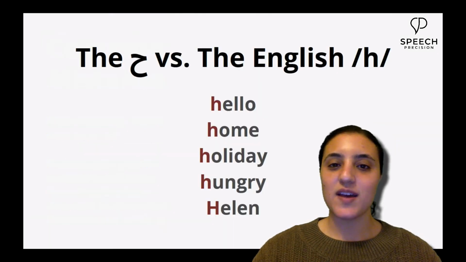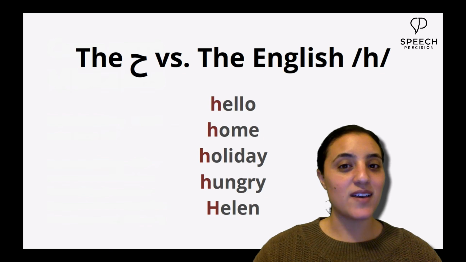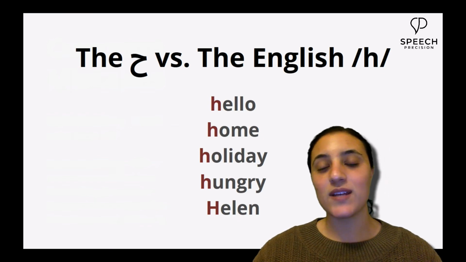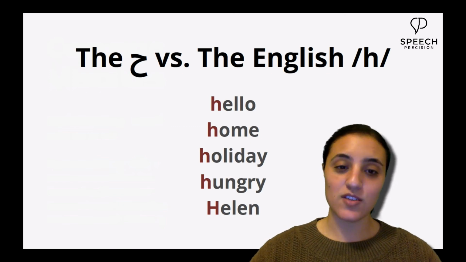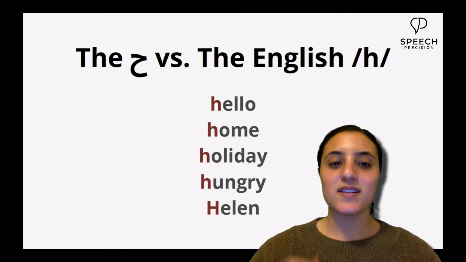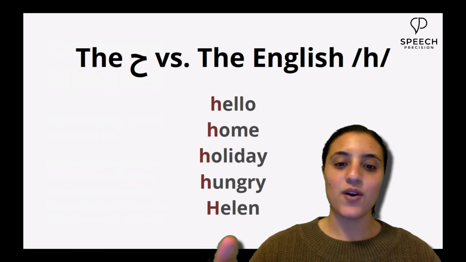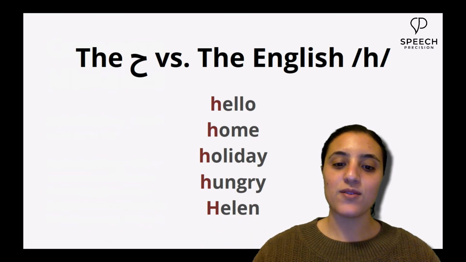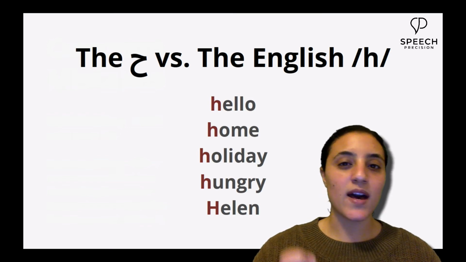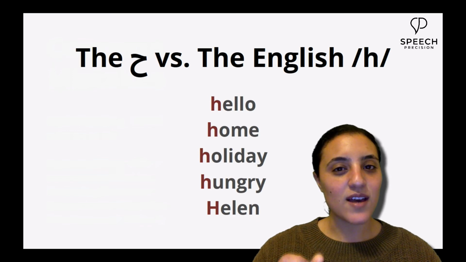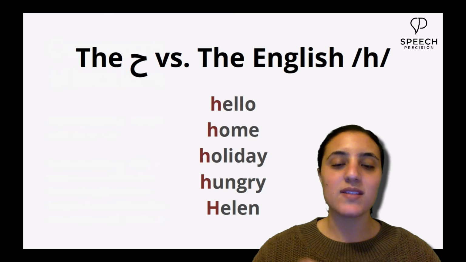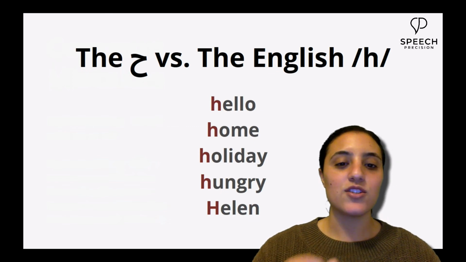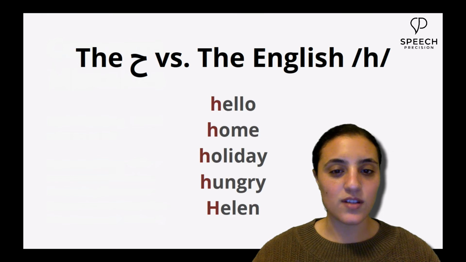So as a first step to distinguishing between a ha sound and a ha sound or an English H, I have some words that have an H in them, English words, and I'm going to say these words, hello, home, holiday, hungry, and Helen, but I'm going to replace that H sound with a ha sound. And you should feel that it sounds off, right? Because we don't have a ha in Arabic. So if I replace the H with the ha, it should sound very different. So listen closely.